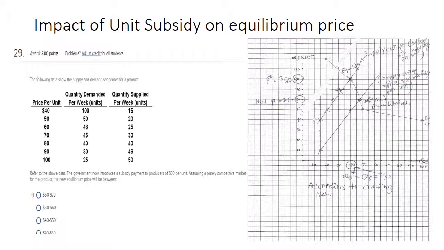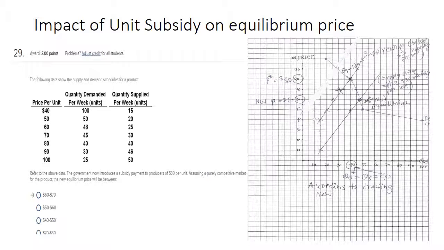I am going to explain that question about the impact of a unit subsidy given to the producer, and how that impacts the equilibrium price. So the question asked that given the unit prices and their corresponding demands and supplies, when government introduces a subsidy payment to producers of $30 per unit in a perfectly competitive market, what will happen to the new equilibrium price?